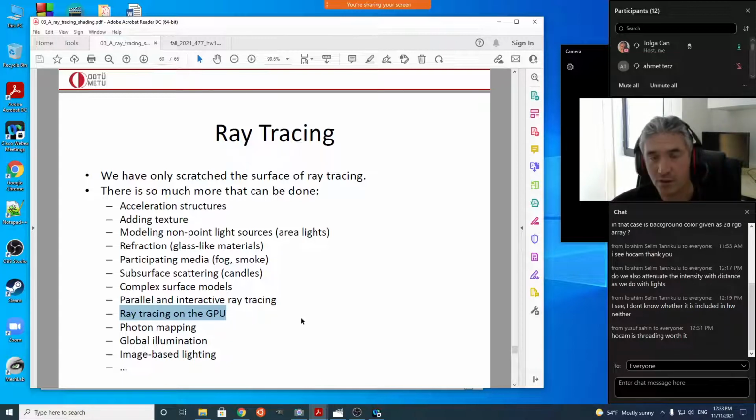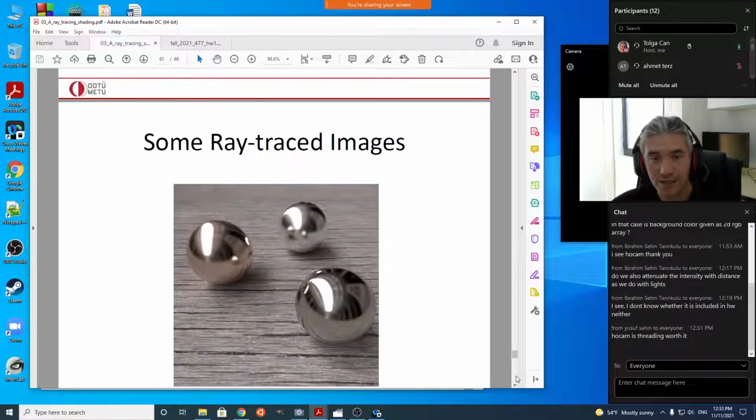And Ozoja gives an advanced ray tracing course. It's a graduate course, but I think undergrads can take it as well. So if you're interested in ray tracing and want to learn more about it in subsequent semesters, you may consider taking that course. And these are some ray traced and texture mapped images, which look at these reflections.